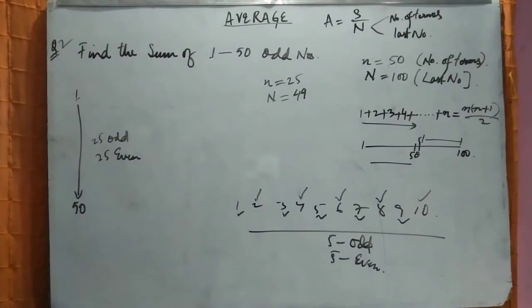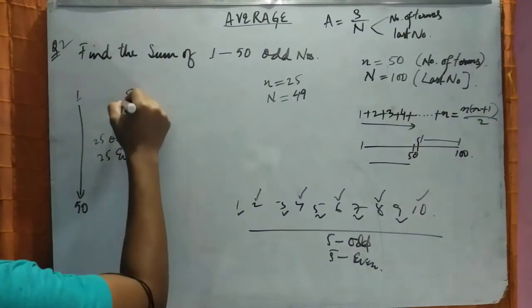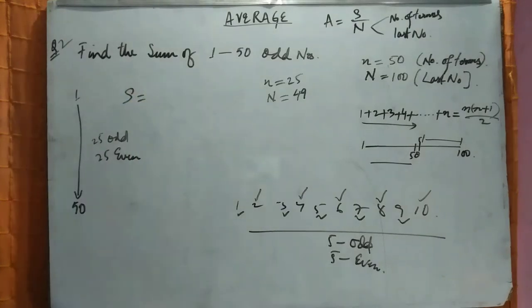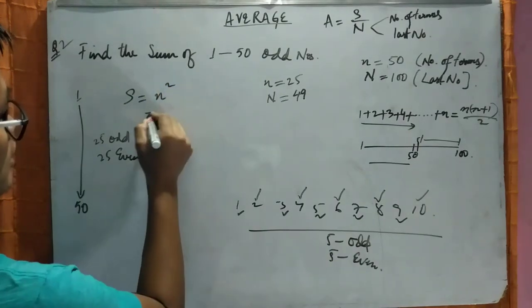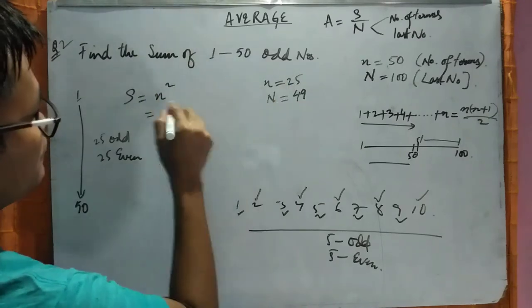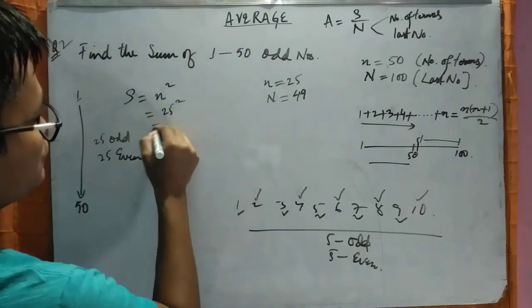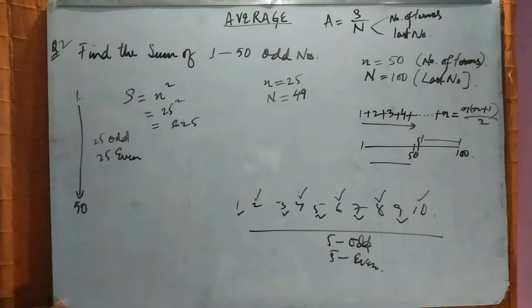The formula for the sum of odd numbers is n square. With n equal to 25, 25 square is 625.